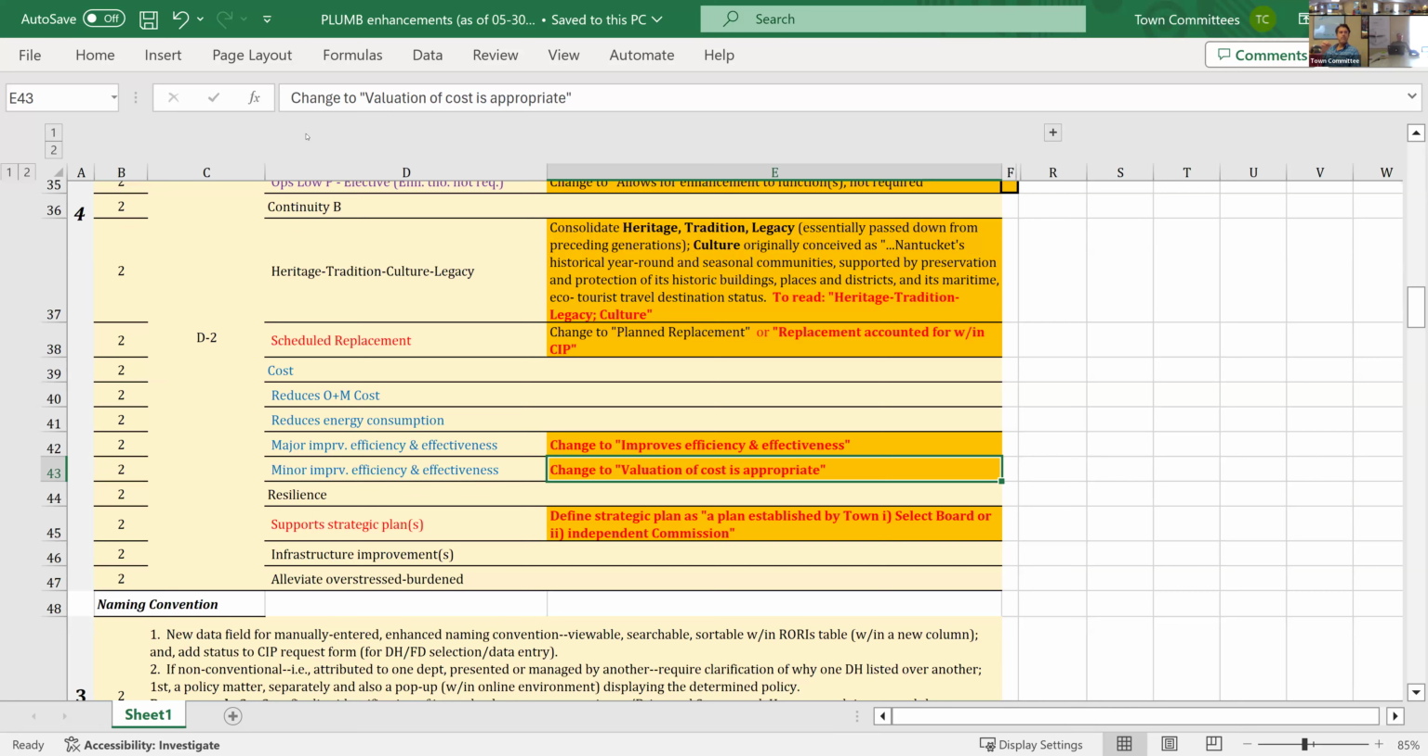That's clear. The most appropriate concept that came up in our discussion in the category cost was valuation of the request, the cost is appropriate. So what I'm suggesting is, instead of having in this line item minor improvement efficiency effectiveness, that line item is valuation of cost is appropriate. Now, we can modify that concept, we can make it more fine-tuned, but what we're saying is the cost appropriate.